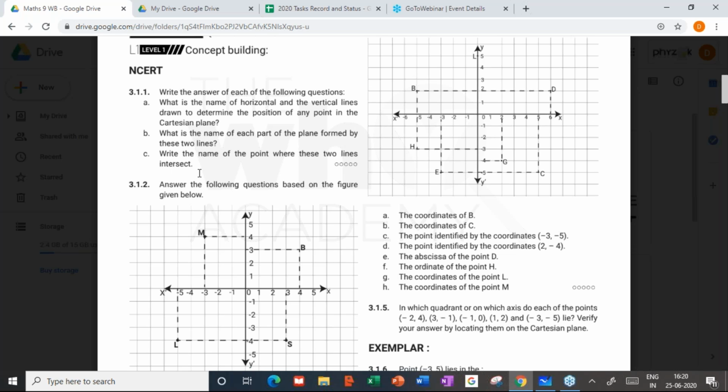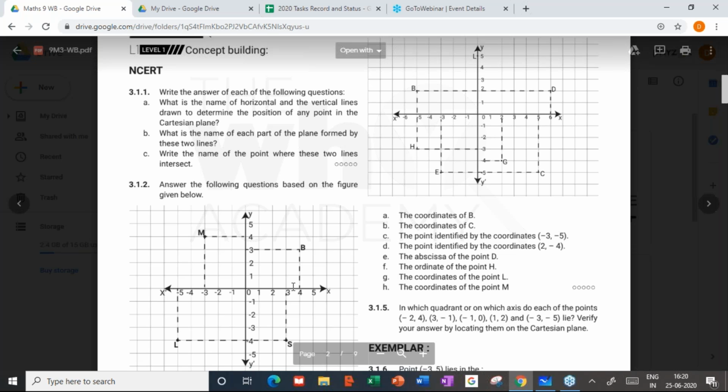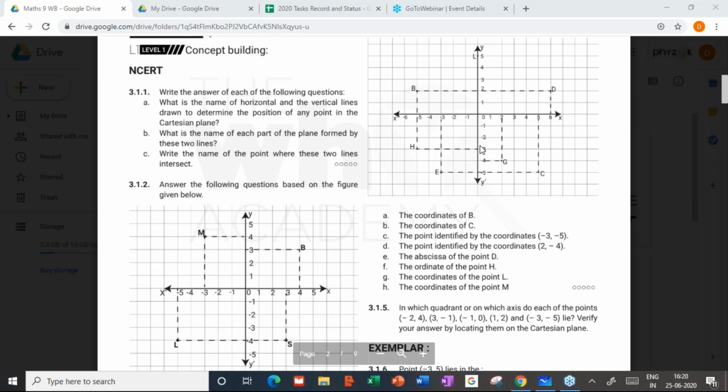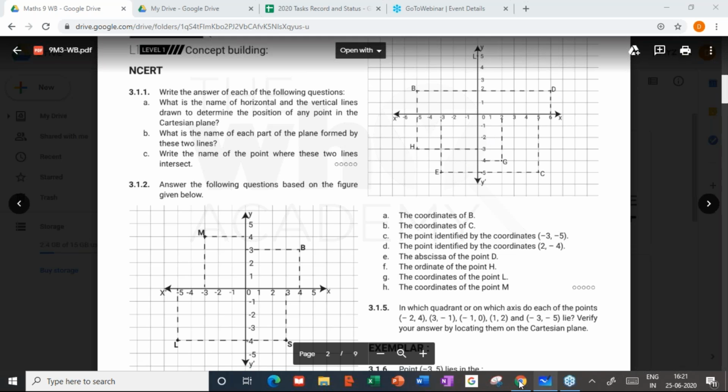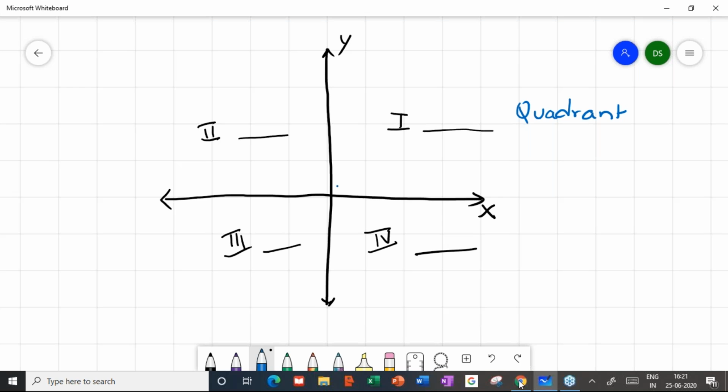Last one I want the answer from all of you. Write the name of the point where these two lines intersect. So which line are they talking about? Is x and y axis. Netri, are you sure? Anirban, yes. Alina, yes. Shivesh, yes. Atharva, Aditya, Mansi, Neki, Molly, Sarah, yeah. Yeah, you all are right. So the point where x and y intersect, this point here, is known as origin.